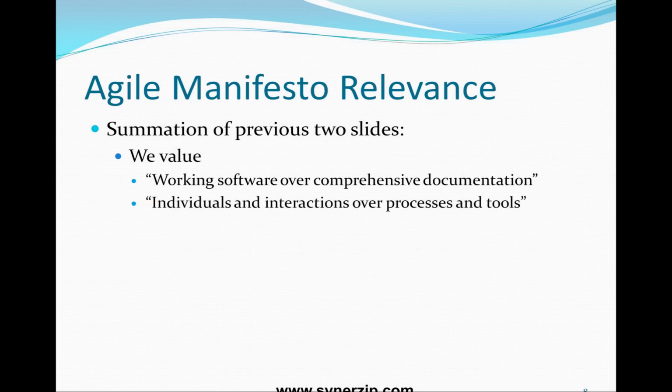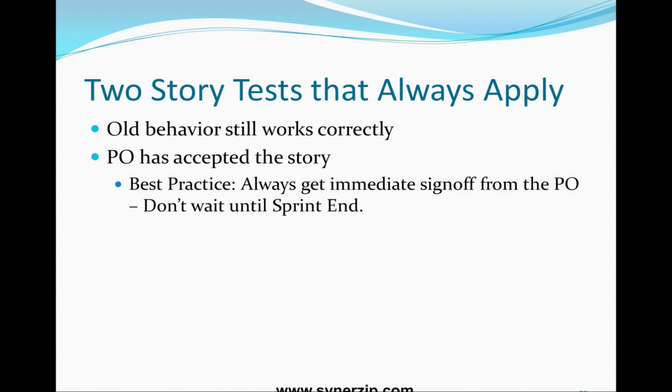And relating this back to the Agile Manifesto, we value working software over comprehensive documentation, and individuals and interactions via collaboration and backlog and things like that over processes and tools. So two story tests that always apply to any user story, whether you say it or don't say it, is that the old behavior still works correctly, and that the product owner has accepted the story. If you're doing Scrum, or if you're doing XP, it's the customer, and if you're doing other flavors of Agile, then it's whoever sort of accepts the work.